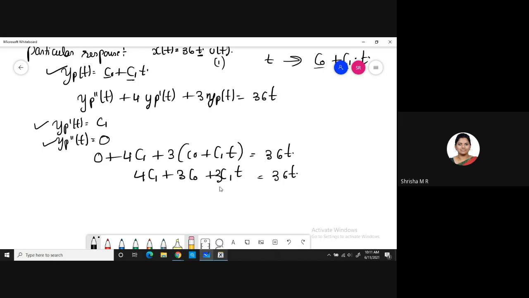How do you find C naught and C1? You have 4 C1, 3 C naught plus 3 C1 into T is equal to 36T. You have to compare the coefficients of power of T. Here you have T term, here also you have T term. Compare the coefficient of powers of T, right? So what do you have? 3 C1 is equal to 36. So what is C1?